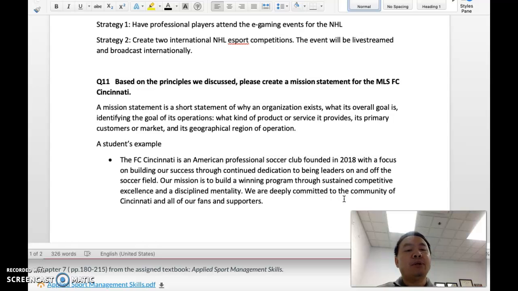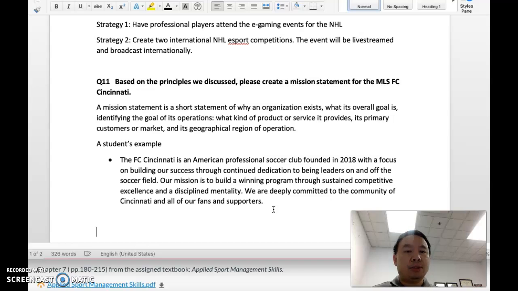Right? This is actually a pretty well written mission statement. In this mission statement, there are 3 sentences. It explains who we are: an American professional soccer club founded in 2018. And what we do: we focus on building success through what, right? And what we try to achieve: our mission is to build a winning program, and so on. And also we are committed to the communities of Cincinnati. So this is actually a pretty solid mission statement.